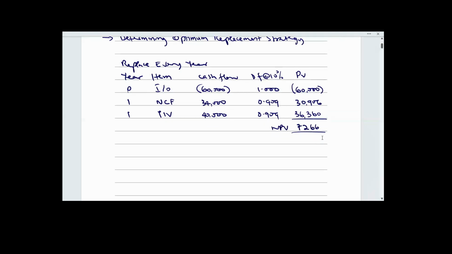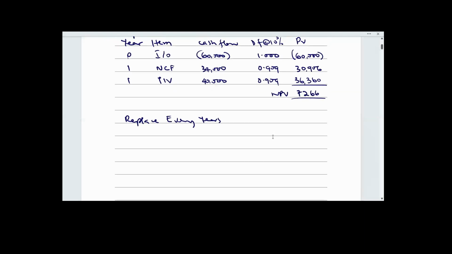So I will then move to, I will say replace every 2 years. So you can put NPV on that basis. Year zero, year, item, cash flow, discount factor at 10%, present value. Year zero, year one, year two, year two.